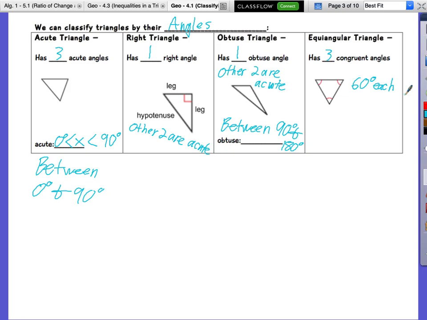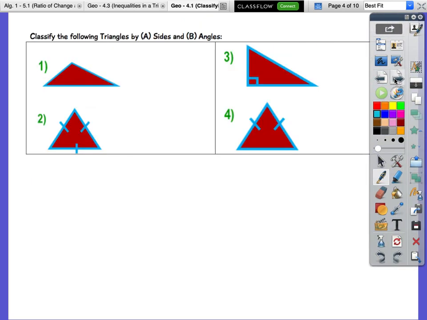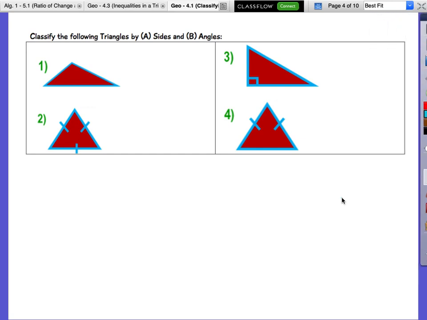Questions on this section? Talking about classifying triangles by their angles. So not only by their sides, but also by their angles. Okay, moving on to the right beneath this. We need to classify these triangles by their sides and by their angles. So for this first one, we need to look at the sides, we need to look at the angles, and say how many congruent sides does this have, if any, and what kind of angles does this one have?